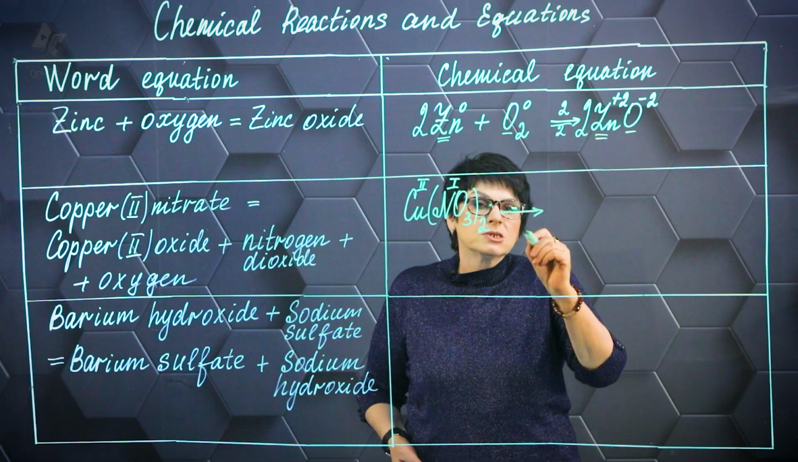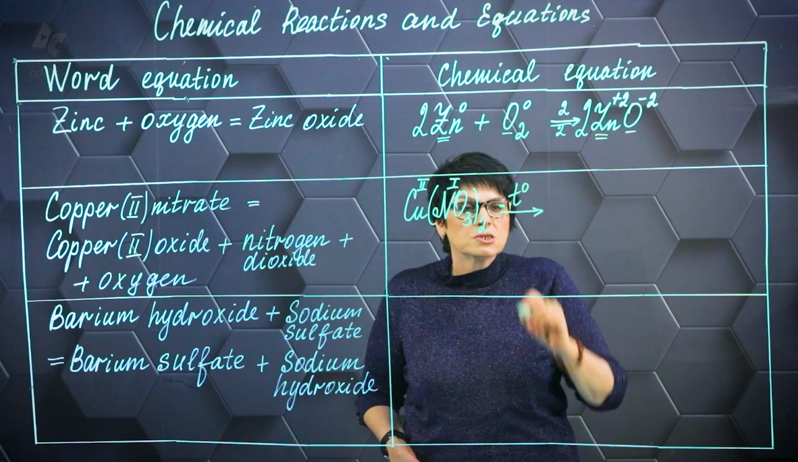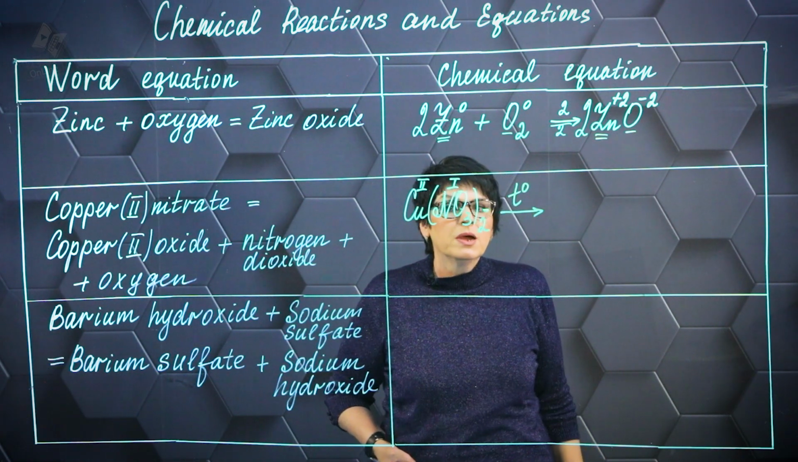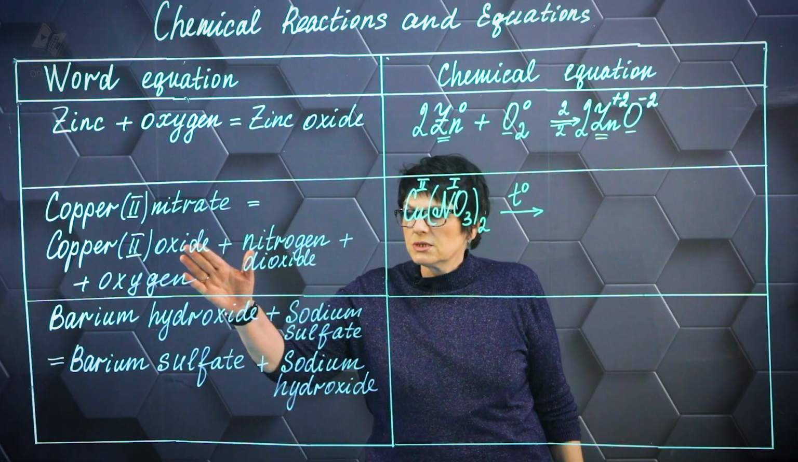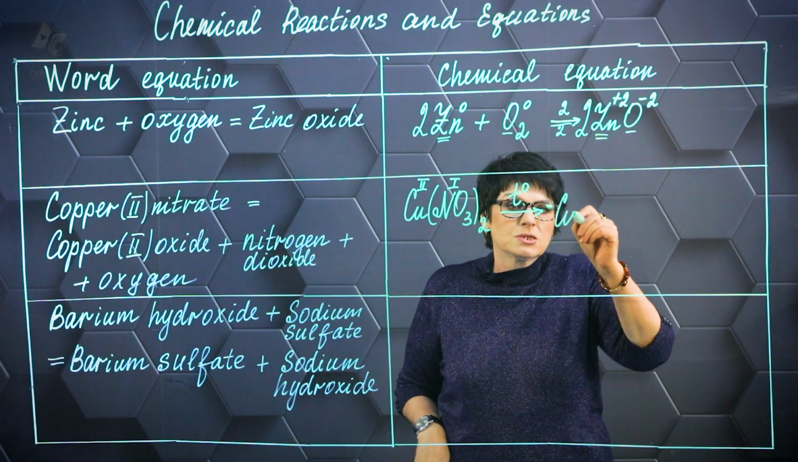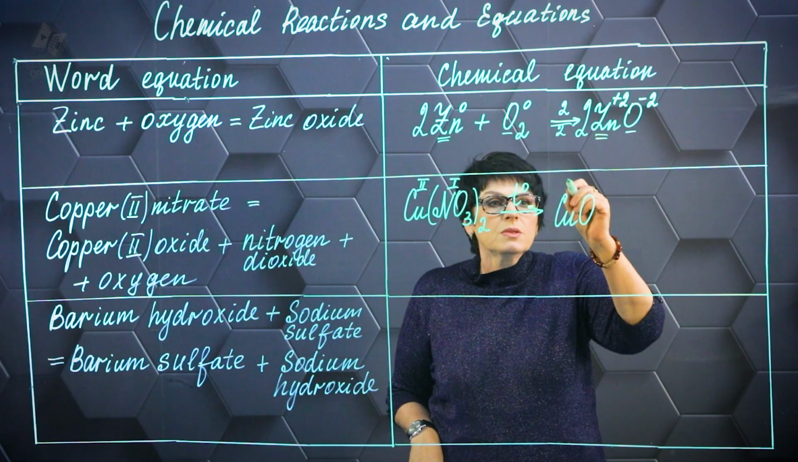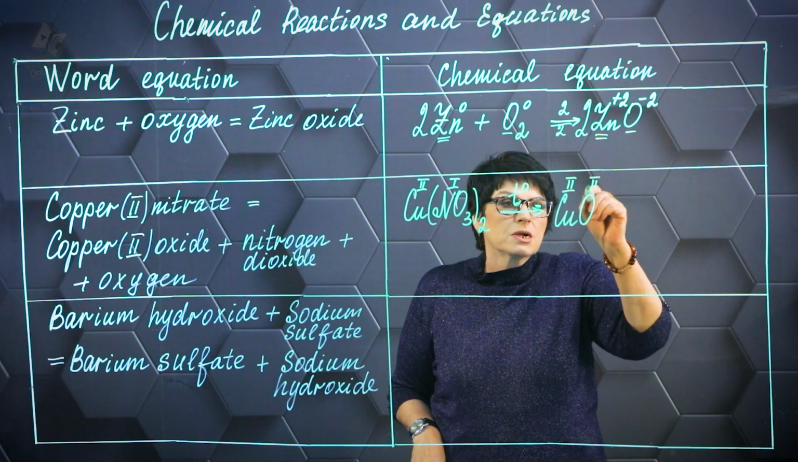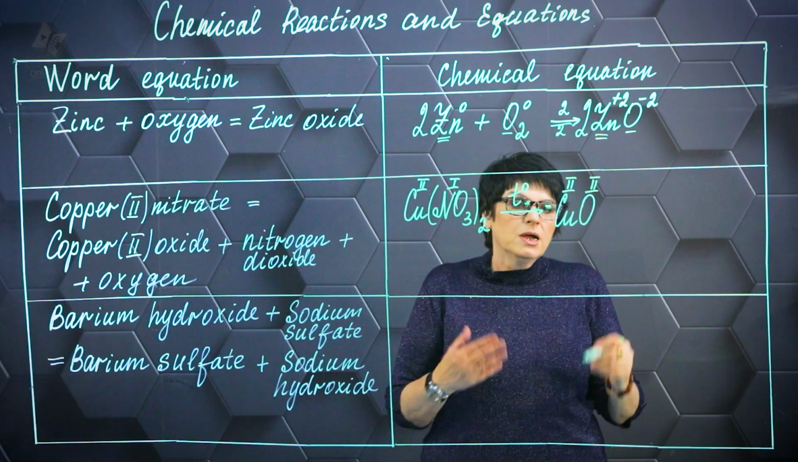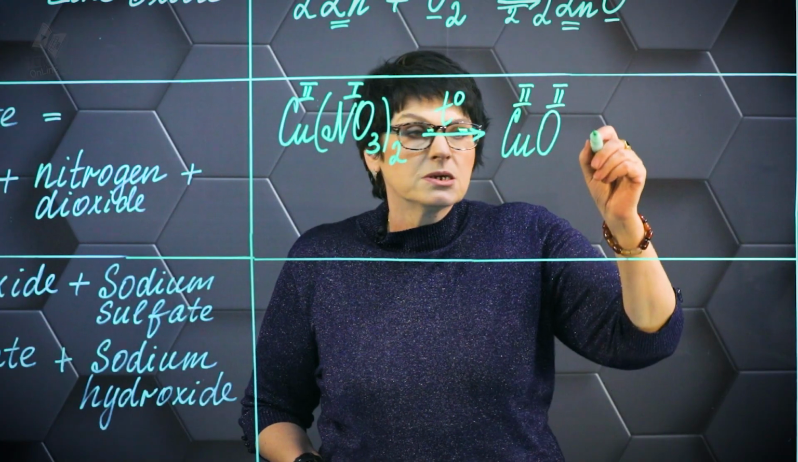This is a decomposition reaction, and I'll add that this reaction only occurs at a certain temperature. Copper nitrate won't decompose on its own. So what does it end up with? It turns out that we get copper oxide, CuO, and the valence of copper is maintained, and as we know, the valence of oxygen is also 2. So there are no additional indexes.